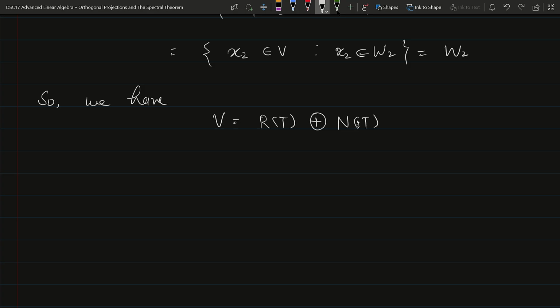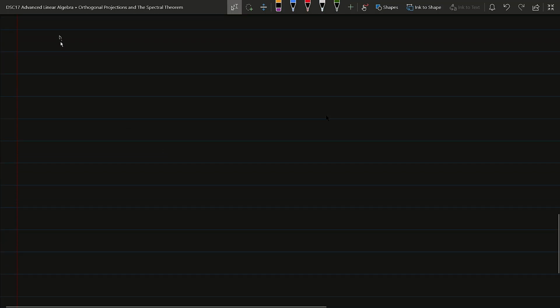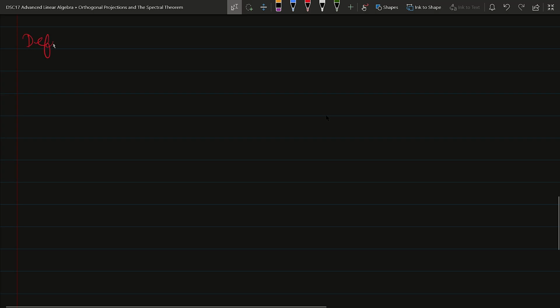Okay, so this is about the projection. Now let me write the definition of orthogonal projection. So we will study the next definition, and this definition defines orthogonal projection.